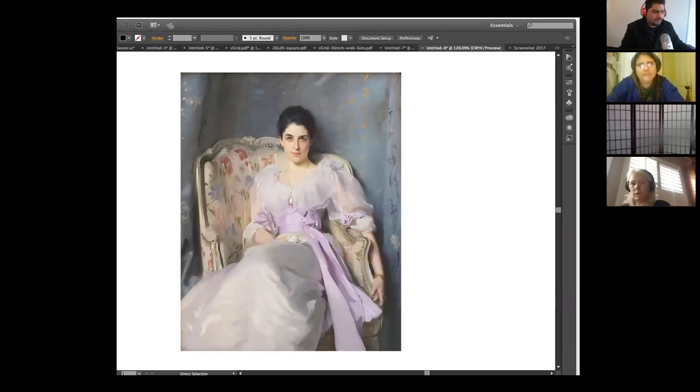Victor, I have one question about this. Remember how we were just working with the arabesque? Is there a certain arabesque suggested coming from, let's say, the lower right corner and sweeping up and around to her head like a shell? Does that work at all?